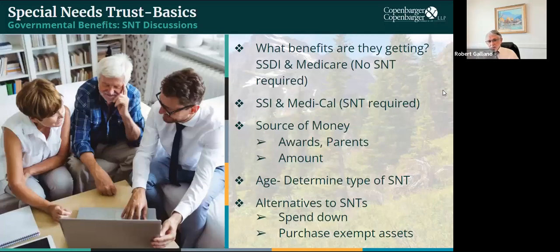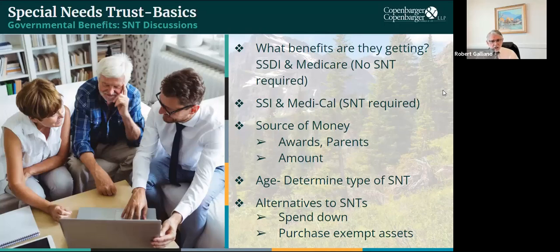Where's the money coming from? Is the money from awards, parents? How much money? What is the age? Under 65, over 65? What are the alternatives to special needs trusts? Is the amount of money they receive, maybe from an award, such that you could spend down and purchase exempt assets? Is it possible that maybe you don't need to have a special needs trust?